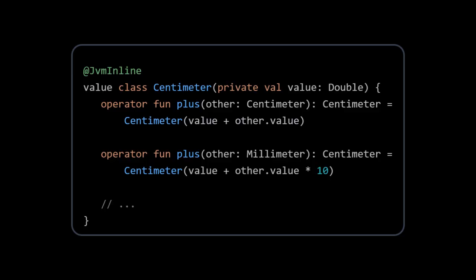Operators can also be added to our own classes, like units of measure, money wrappers, other kinds of numbers, and others. For instance, we could define a centimeter value class with a plus operator that adds 2 centimeters together, and another plus operator that adds a value in millimeters, converting it appropriately. These are the most common cases where I introduce Kotlin operators, but there are clearly many more overloaded operators in the standard library.